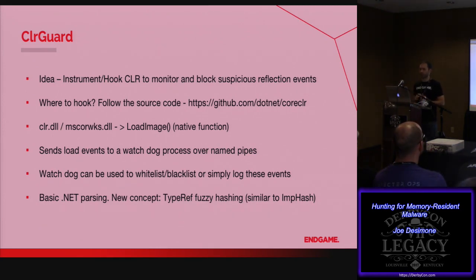So I use TypeRef fuzzy hashing in order to do this. This is probably not the most secure way of doing it. It's probably better to do an Authenticode style approach, hashing as much as possible that's not going to change across things. But this is just to get people thinking about other ways of doing a fuzzy whitelisting approach.